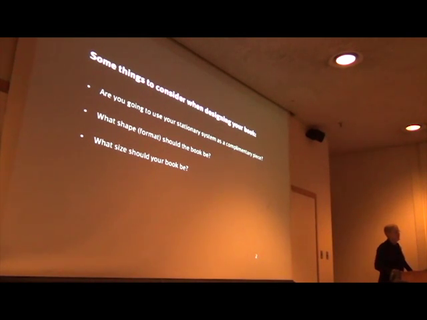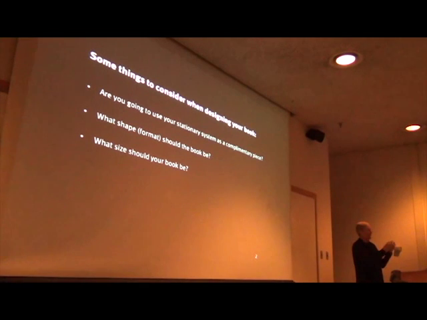So what shape or format should your book be? Is it a square? Is it a vertical? Is it a horizontal? Is it large? Is it small? This is something that you need to consider, and part of that is thinking about the work that you're going to put into it. I doubt that any landscape architects want to have a vertical book.